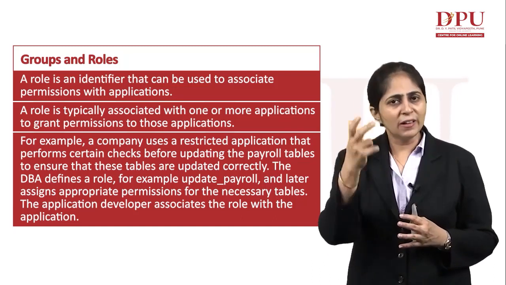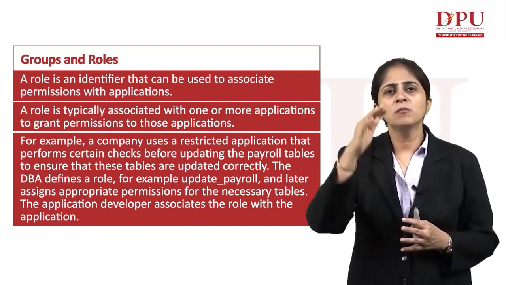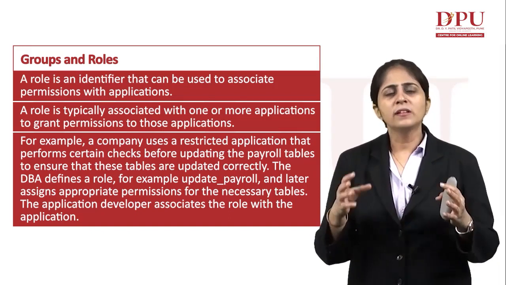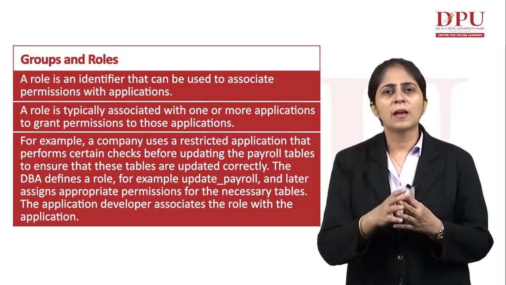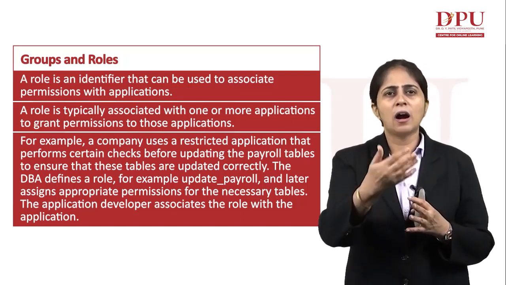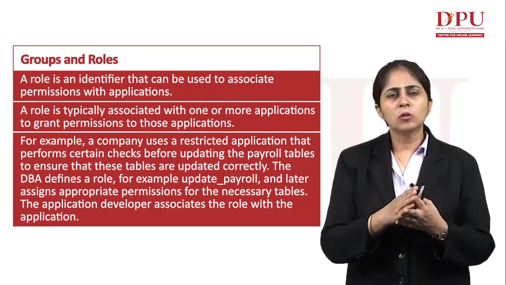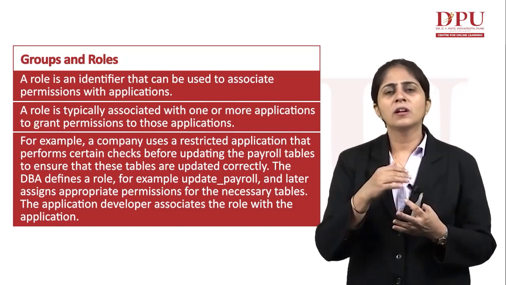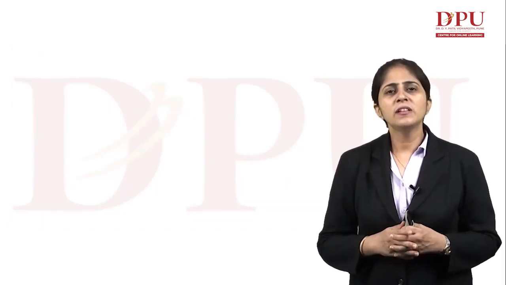So we have to put a variable, or we can say an identifier, which can be used to associate the permission with the various applications. So that is what happens with the role. A role is associated with one or more applications to grant the permission to those applications, that within this application, are you allowed to access this particular application, granting that permission. So the role is an identifier which is used to associate or grant the permission with the applications themselves.